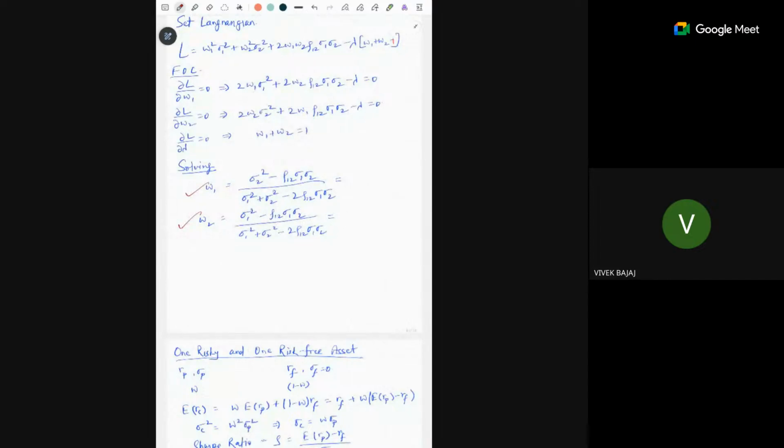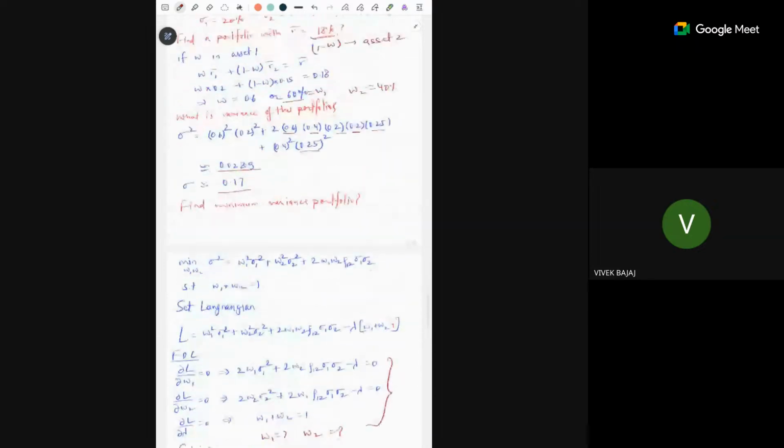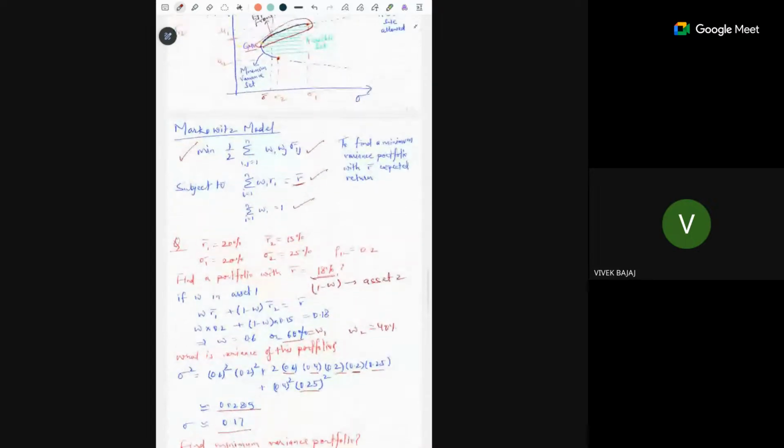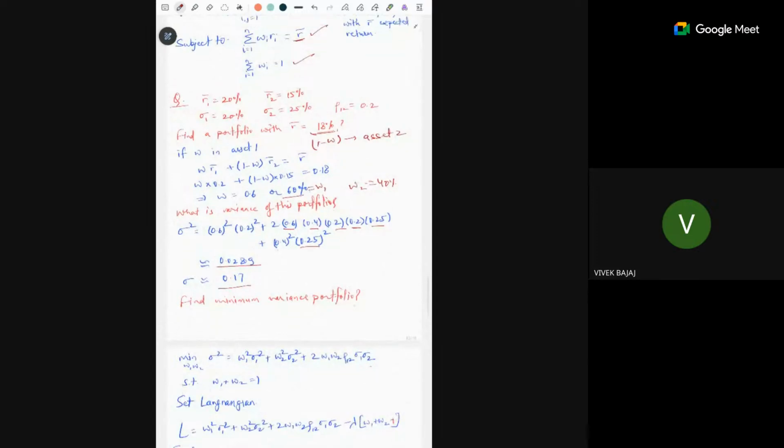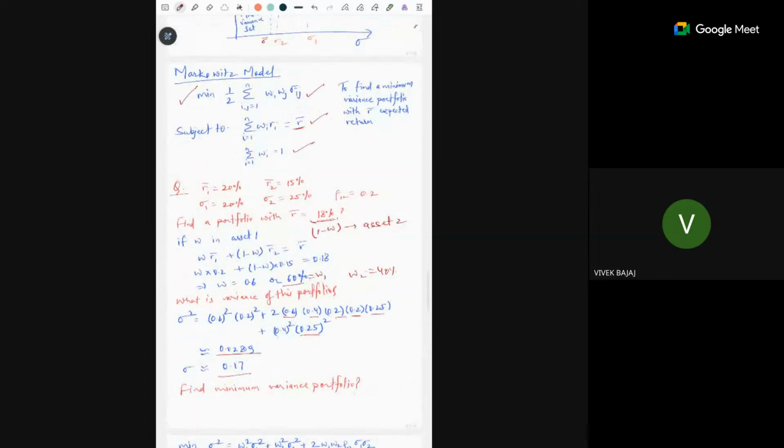I would recommend you solve these three equations and find the values for W1 and W2 by yourself. If you do it yourself, then you get a better gist of how we arrive at the different weights of this minimum variance portfolio. So this was the case when there were two risky assets, asset 1 and asset 2 both risky. In that case, we solve using the Markowitz model, minimizing the variance subject to the conditions on the weights and the return.